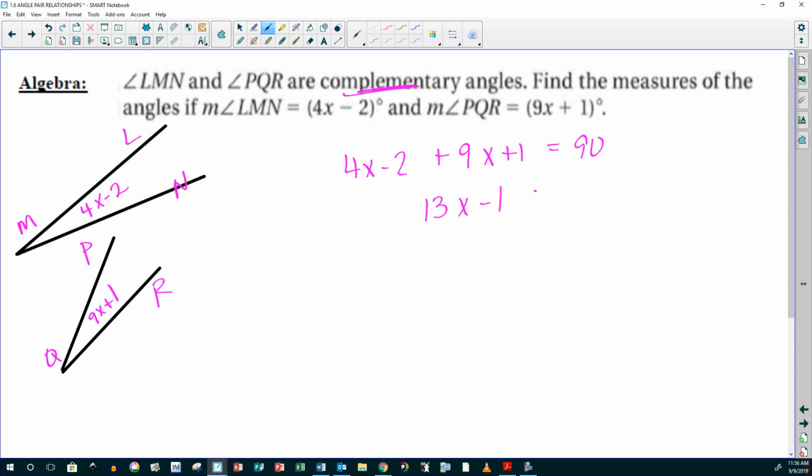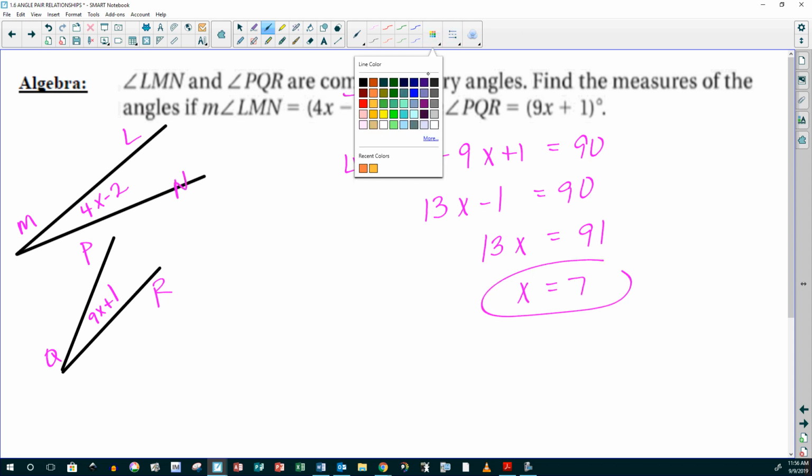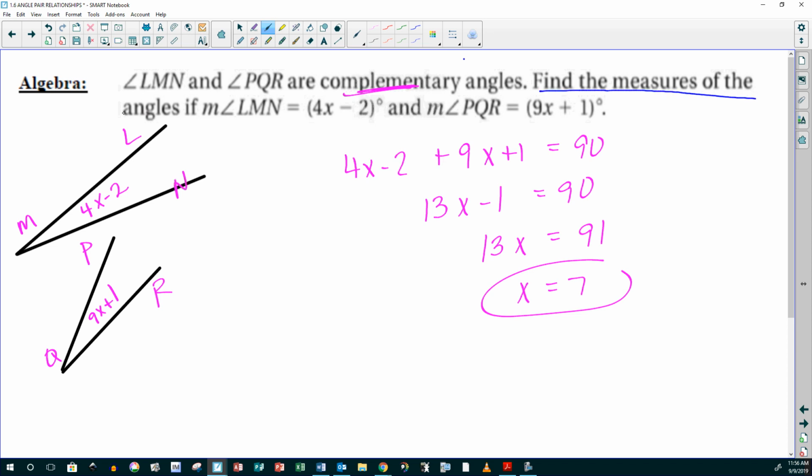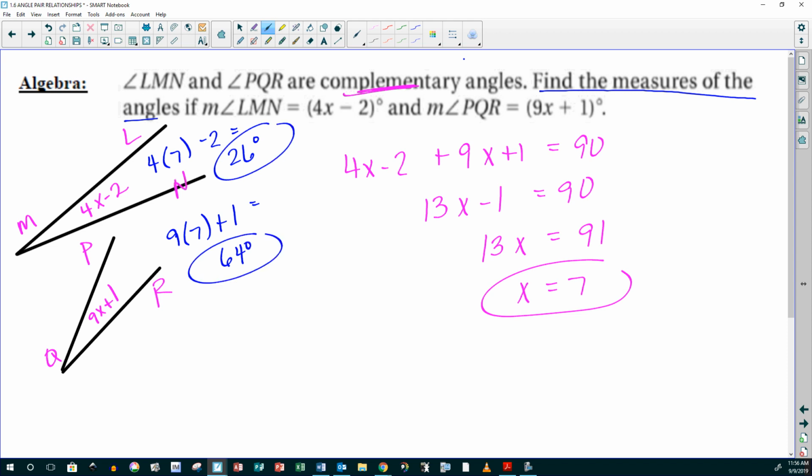Add your like terms and then solve for x. 13x equals 91. By adding 1 to both sides, divide by 13. I get that x is 7. Now, they're not asking for x. They're asking for find the measures of the angles. So that means this is 4 times 7 minus 2. So this is 26 degrees. This is 9 times 7 plus 1. So that would be 64 degrees. So there are the measures of your two angles.